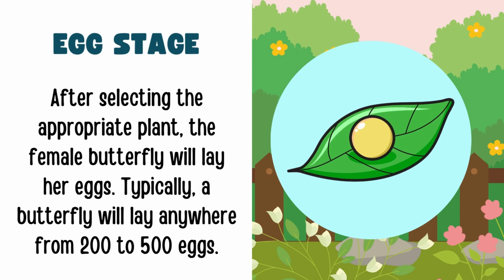Egg stage. After selecting the appropriate plant, the female butterfly will lay her eggs. Typically, a butterfly will lay anywhere from 200 to 500 eggs.